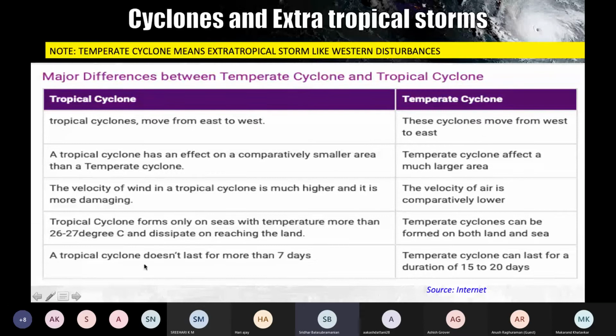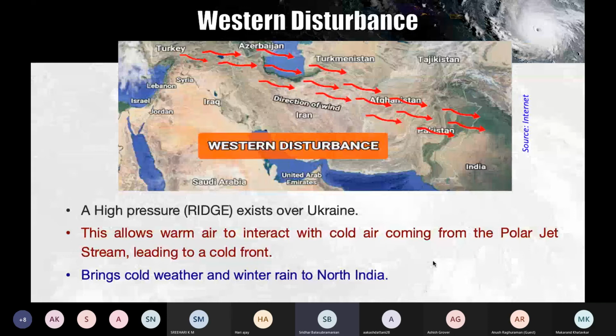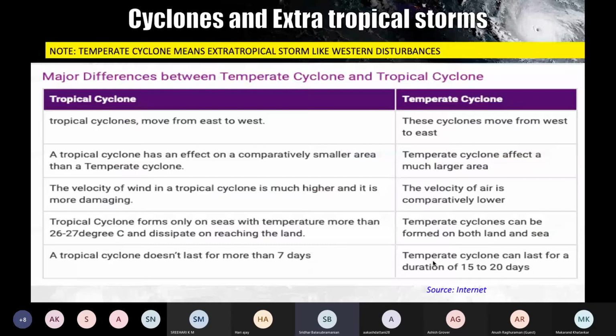Okay, a tropical cyclone doesn't last for more than 7 days. From the start of the cyclone to the end of the cyclone, it is approximately 7 days. Whereas for an extratropical storm the duration can be 15 days or even 20 days, because we see these western disturbances giving cold weather or snow or winter rain for a continuous period of time, as long as 15 or 20 days. So those are the differences between a cyclone and an extratropical storm.